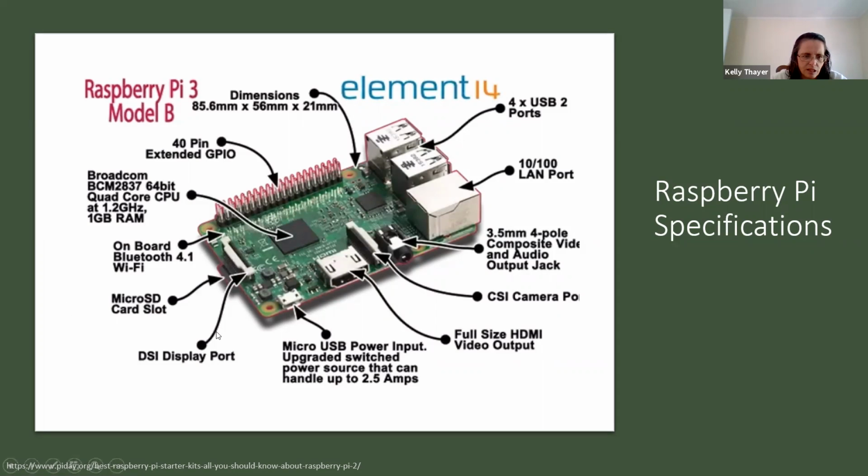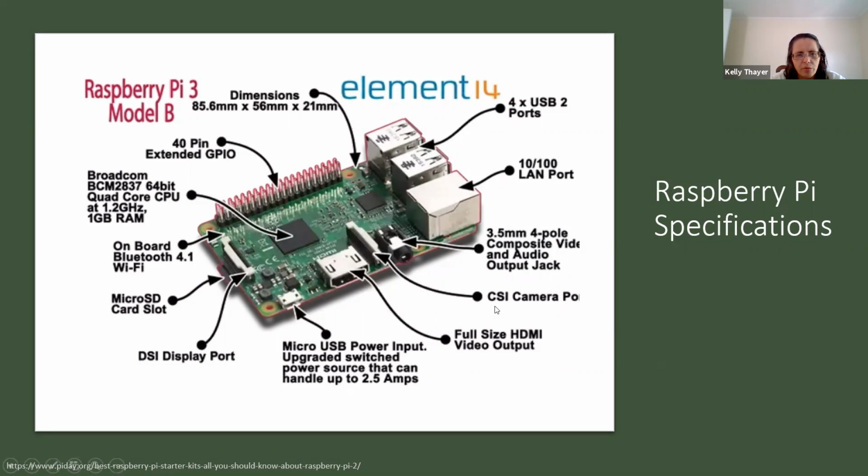We have the DSI display port here. We have the micro USB power input, so this is where you're going to plug it into a power supply. You get a cord that goes with it to plug it in, just like any other device. This is an HDMI video output, where you can plug into a screen, touch screen, or, as you'll see in some pictures of my Pis, I just have a regular monitor plugged in with the HDMI cable.